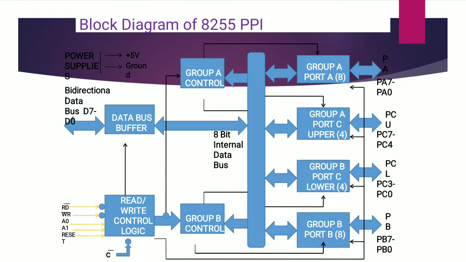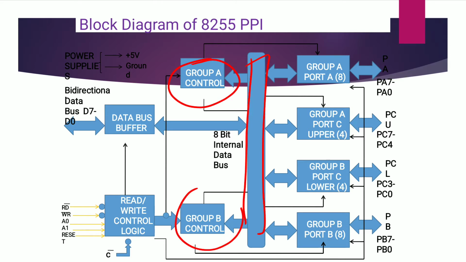So, this is the block diagram, or basically the architecture, of 8255. This is the internal data bus, which is connected to the address bus, data bus and control signal. This is the group A control, this is the group B control, the data bus buffer, and the read write control logic.